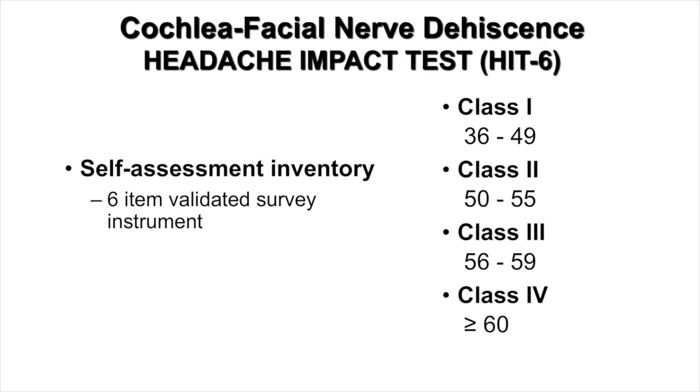The headache impact test is also a self-assessment inventory that includes 6 items in a validated survey instrument. After scoring, patients can be classified in one of 4 categories. Class 1, representing the best category, has a minimum score of 36, and Class 4, or the worst category, has a score greater than 60.